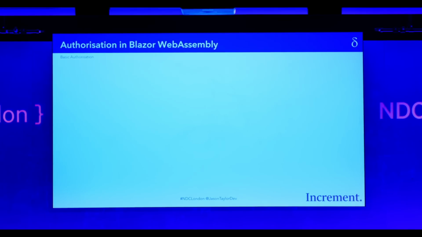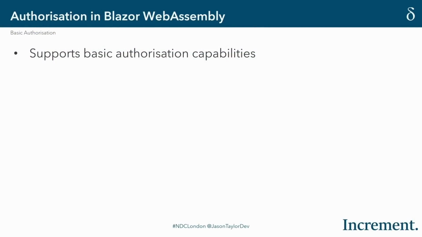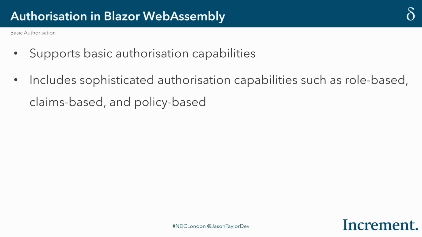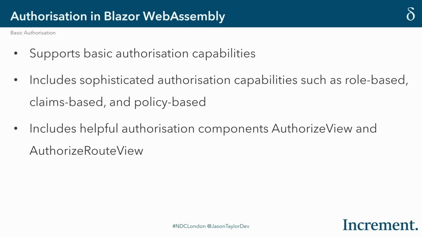Next up, we'll have a look at authorization in Blazor WebAssembly. So it supports the same basic authorization capabilities, because of course, it's an ASP.NET Core technology also. So it includes the same sophisticated authorization capabilities, such as role-based, claims-based, and policy-based, view-based, resource-based, the list goes on. It also includes helpful authorization components, such as authorized view, which will allow you to selectively display content on your page, and authorized route view, which will be able to restrict certain routes to certain users.